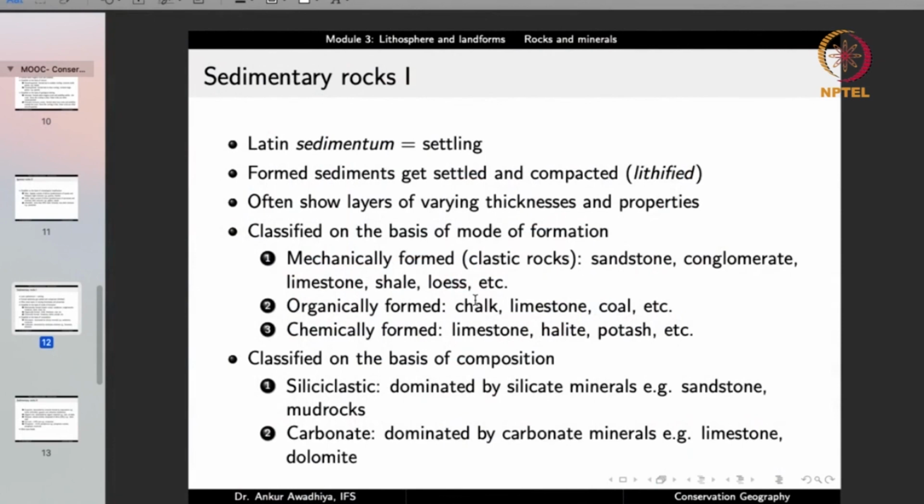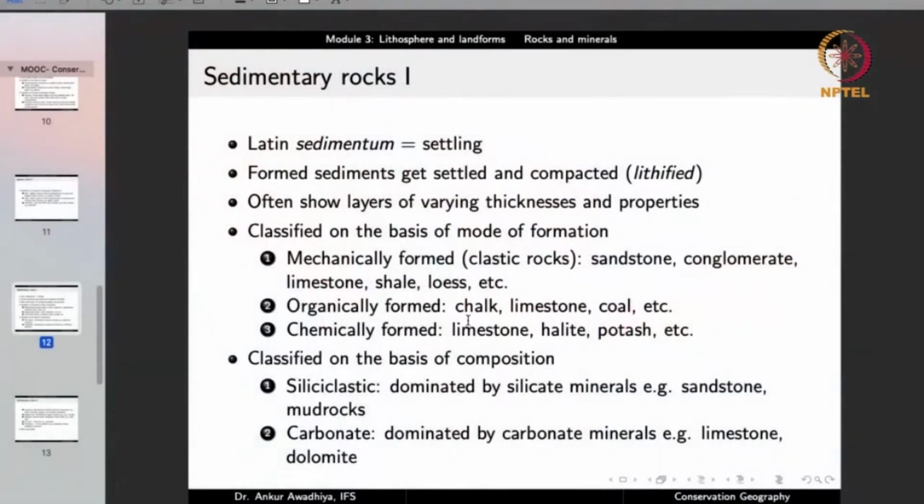But along with mechanical formation, we can also have an organic formation. For example, in the case of chalk or limestone. Now what happens in the case of organic formation is that there are certain organisms that make their own shells. Organisms such as a large number of mollusk species. Now when these organisms make their shell through a biological process, now this shell can also later be converted into a rock.